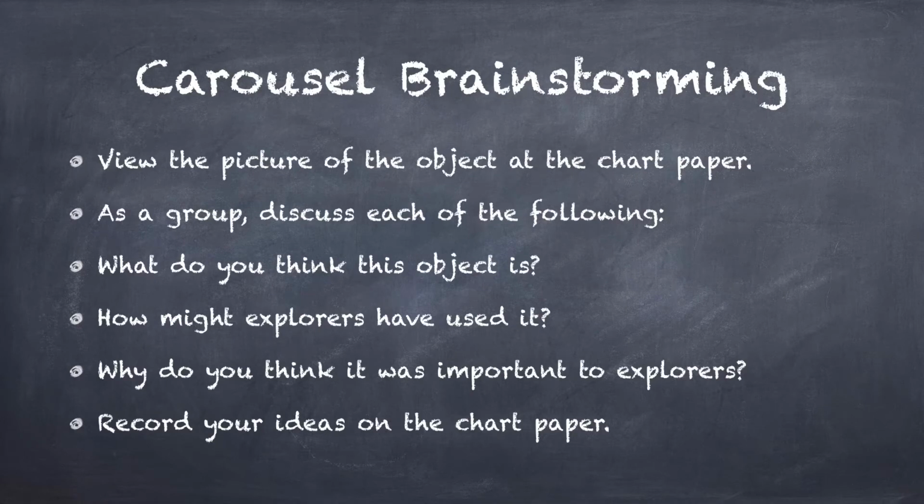Today, you are going to have the opportunity to learn about some of the technology or tools the explorers used. You will be viewing each of these objects as part of a small group. Once you have looked at the object, discuss with your group what you think the object is, how explorers might have used the object, why you think the object was important to explorers. Have one person from your group record the ideas on your chart paper.